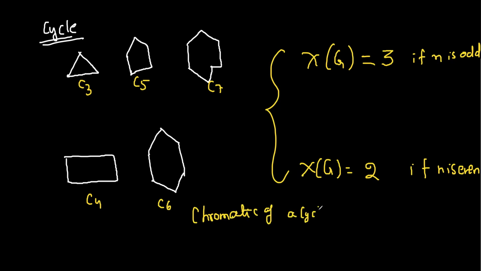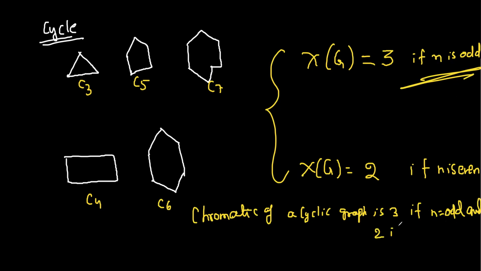So always remember chromatic number of a cyclic graph is 3 if what? No, if n is odd, and 2 if n is even. Nice. So this is one theorem. This is one theorem. Understood?